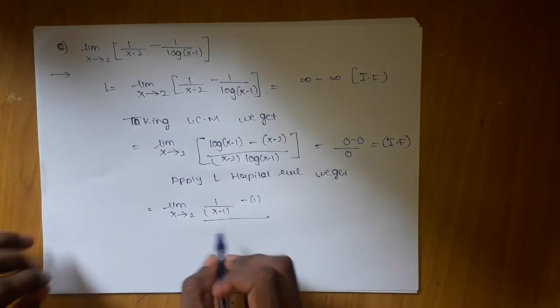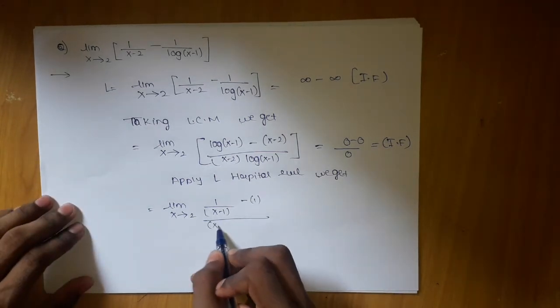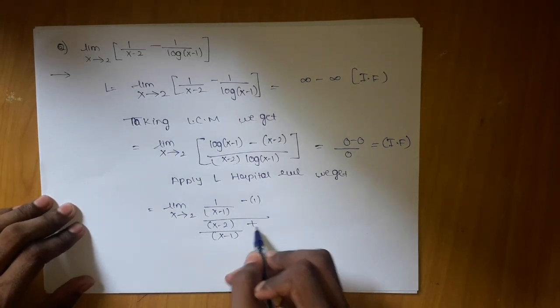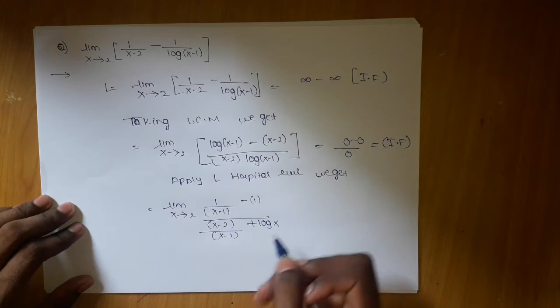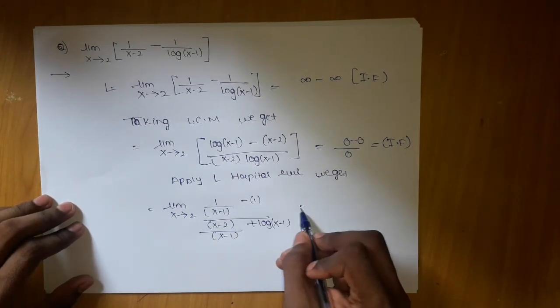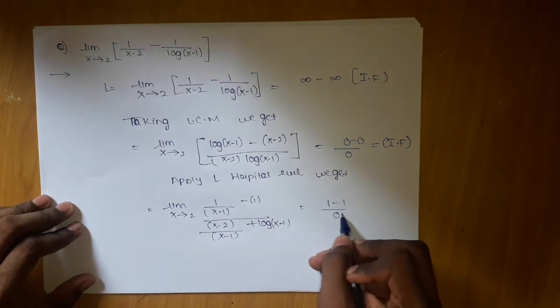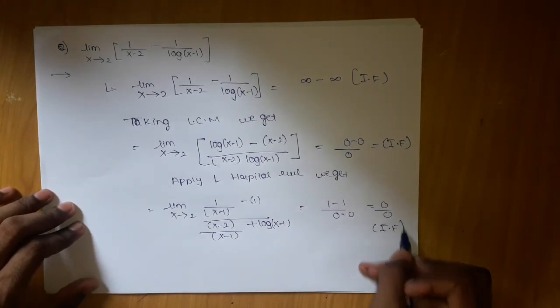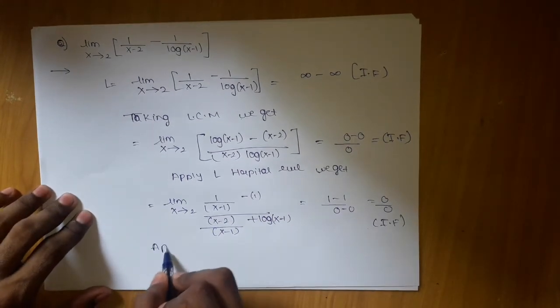And here it will be x minus 2 into 1 upon x minus 1 plus log x minus 1. If I substitute the values, what will we get? 1 minus 1 by 0 minus 0, which is nothing but 0 by 0, which is again an indeterminate form. What will I do? Apply L'Hopital's rule again.